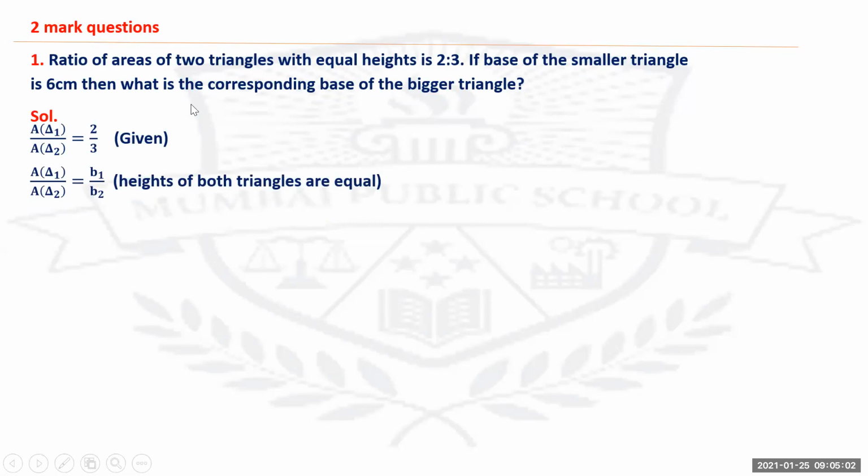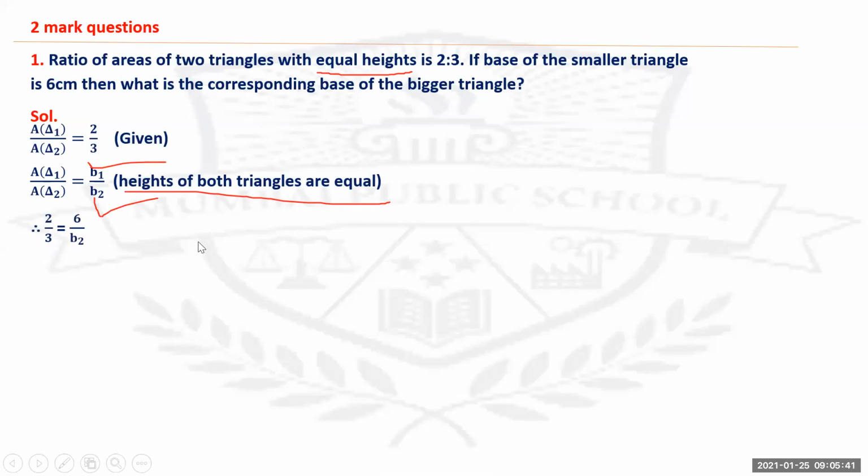Now see, the base is 6 centimeters and you have to find the base of the bigger triangle. But the important thing which is given in the question is, check this, equal heights. When the heights are equal, the area is given in terms of the bases. So that means B1 upon B2. Is this clear to all the students? Check in the question only, you will get all the things whichever you require.